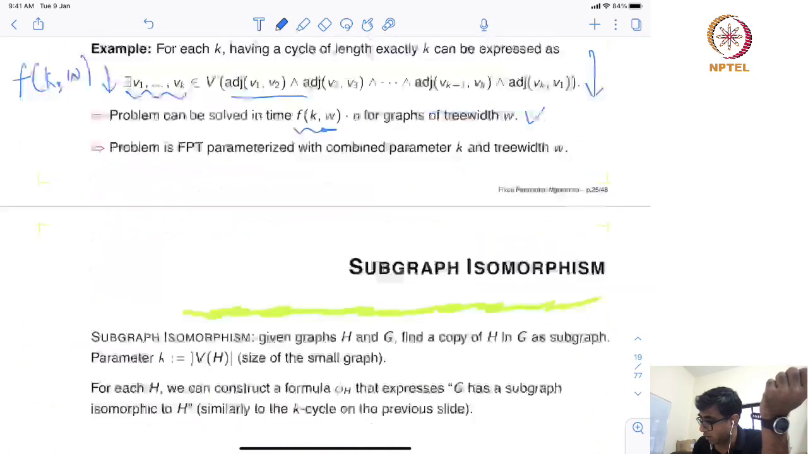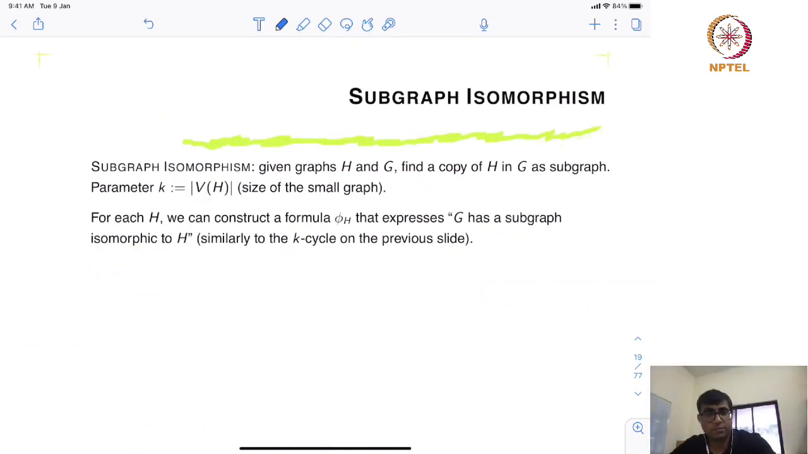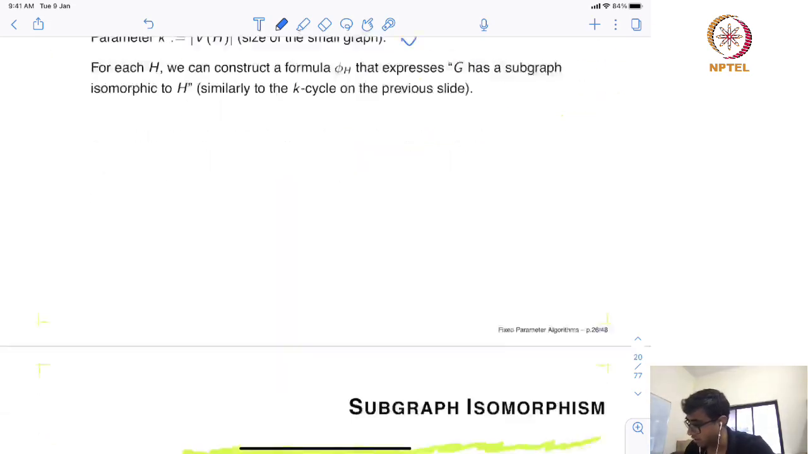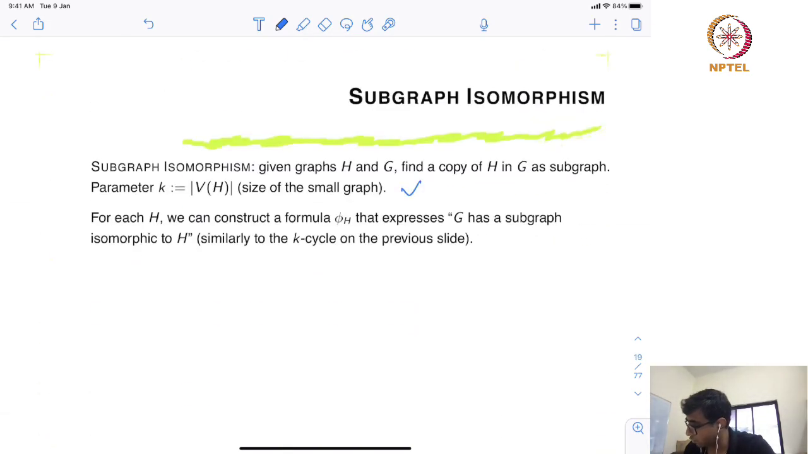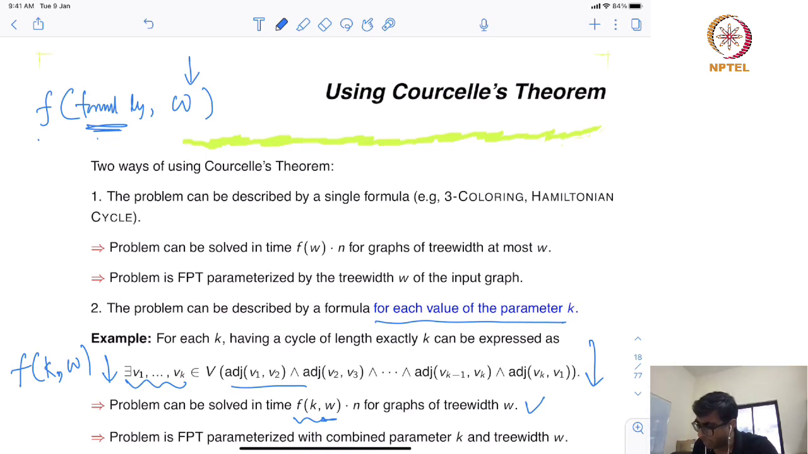Okay. So let's look at another example, subgraph isomorphism. So you are given graphs H and G, and we want to find a copy of H in G as a subgraph, and the parameter is the size of the subgraph. So for each H, we can construct a formula phi_H that expresses that G has a subgraph isomorphic to H, similar to the k-cycle in the previous example, right? So how did we write it? There exist V1 to Vk in V, and V1 and V2 are adjacent, V2.